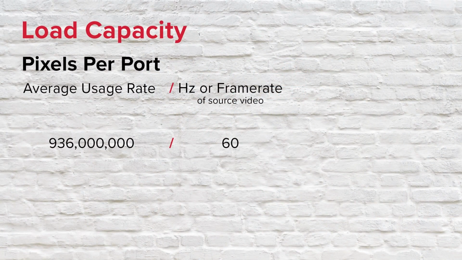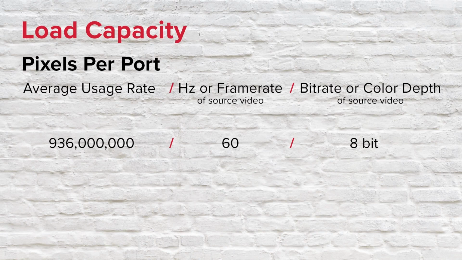Because that's typical. And then your third number is actually the bit rate or the color depth of your video. If you don't know it, then it's probably 8-bit. It's probably 8-bit color depth video.